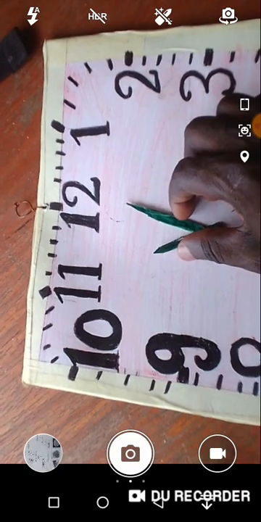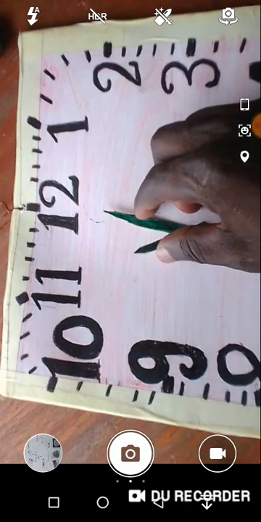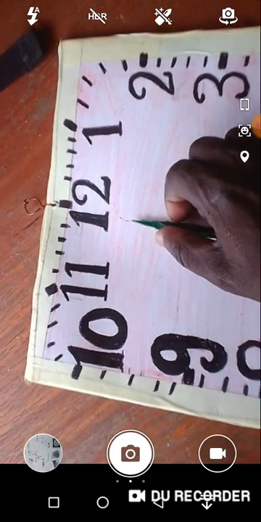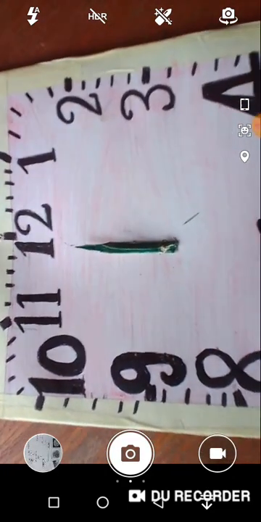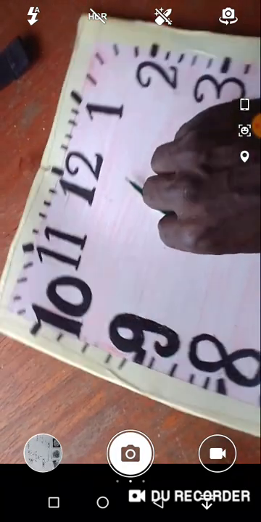11 o'clock, it will be like this. It will be pointing at 11. 12 o'clock, both will be at 12 like this. This is 12 o'clock. How about 6 o'clock? 6 o'clock, therefore, it will be like this.